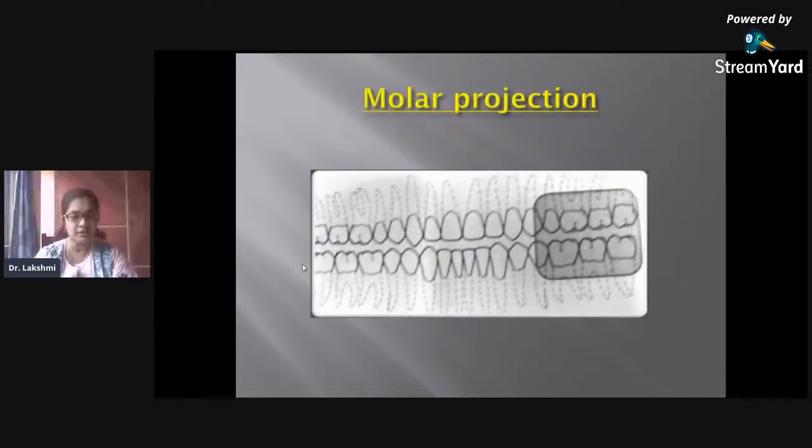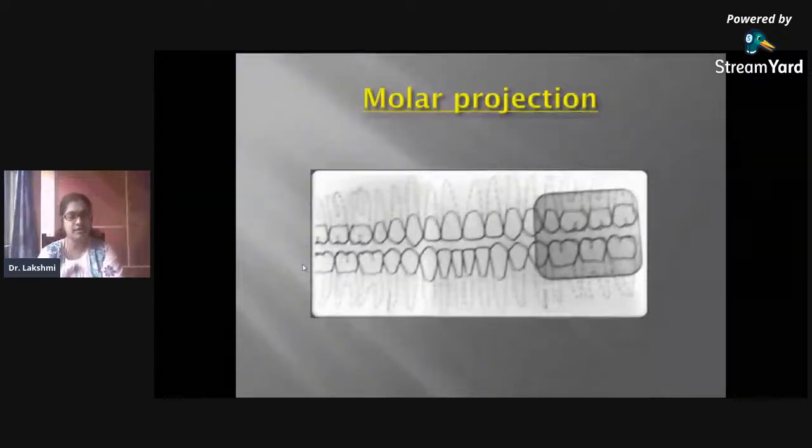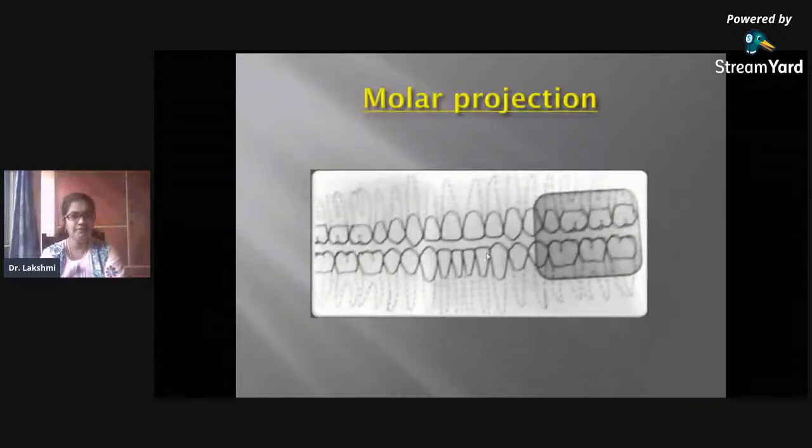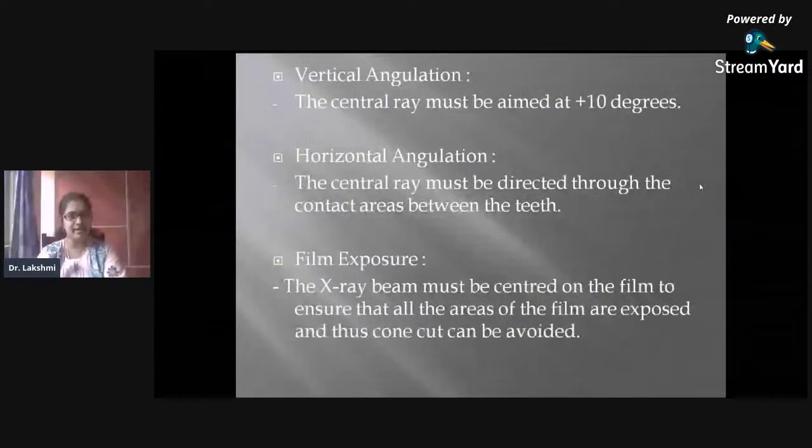Now coming to molar projection, you want to visualize all three molars, or however many molars are available. In this representation, we have the third molar as well. So we have to make sure that all three maxillary molars and all three mandibular molars fall in the center of the radiograph. So it is placed more posteriorly over here, and this is how a molar projection looks. Okay, clear? Now, coming to vertical angulation, the central ray must be aimed at plus 10 degrees. Horizontal angulation, the central ray must be directed through the contact areas between the teeth.